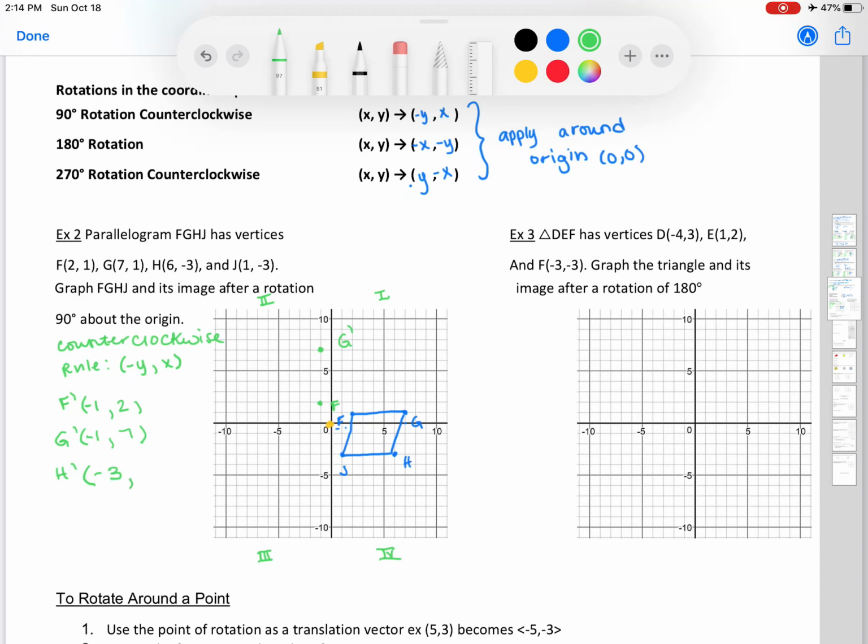H prime, our y coordinate was negative 3. So that's our new x coordinate. And our x coordinate was 6, so that becomes our new y coordinate. And then the sign on the first one needs to flip. So now our new h prime coordinate here is going to be at 3, 6. And lastly, our j prime coordinate, your y coordinate was negative 3, so that's now our x coordinate. And 1 was my x coordinate, so that is now my y coordinate. And we are going to switch the sign on our new x coordinate. So we have our j prime being at 3, 1.